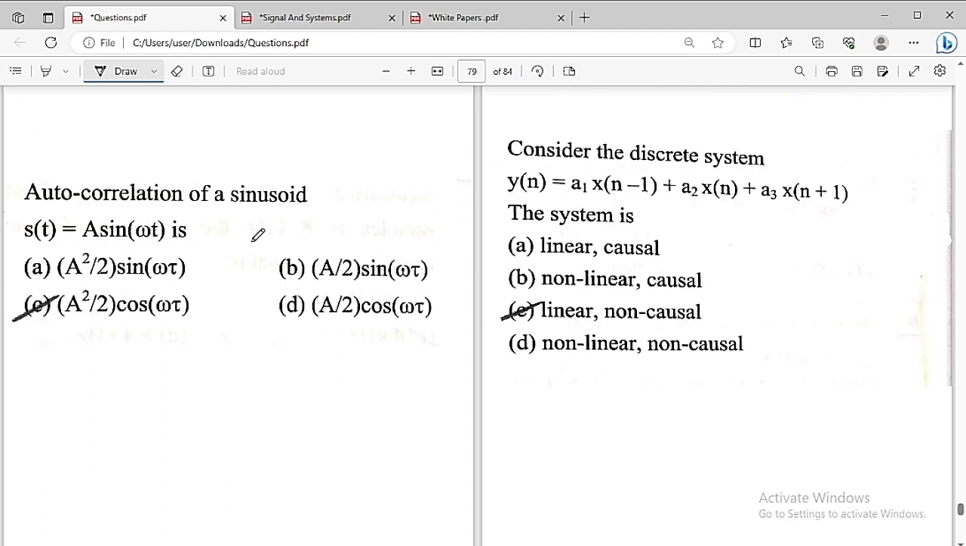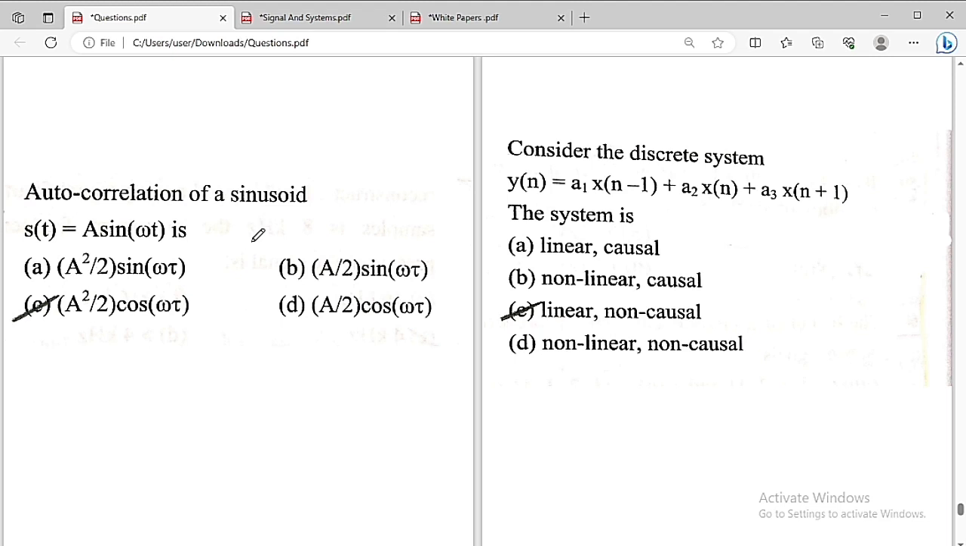We are going to solve another question. See the question here. The autocorrelation of a sinusoid. So S of t is equal to A into sin omega t. For this function we have to find what is the autocorrelation. S of t is a sinusoidal signal which is having an amplitude of A and a frequency of omega. For this sinusoidal signal we have to find what is the autocorrelation function. So there are 4 options. Option C, A square by 2 into cos omega tau is the correct solution of this question.